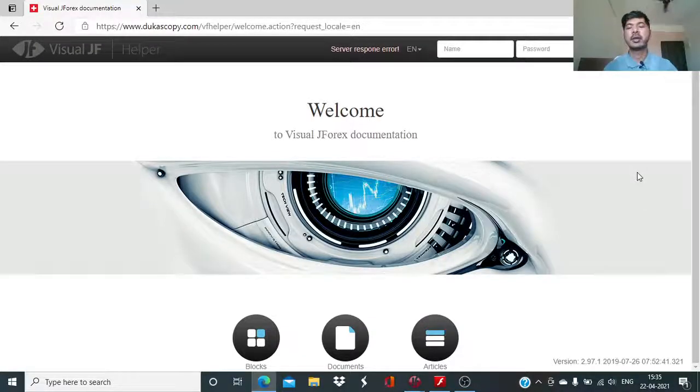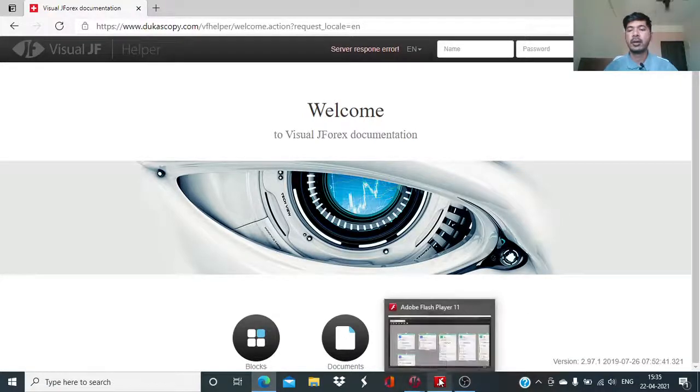Vaibhav. In today's session of Visual JForex, we will be continuing our work with the indicator named Chande's Momentum Oscillator, CMO, and this is going to be the last session of this series. I hope we will be able to complete the algorithmic setup using this indicator today itself. So let us get started.